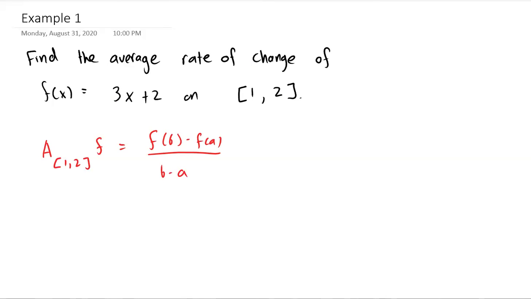Now, in this case, our a is 1. a is always the left endpoint of your interval, and b is 2, the right endpoint. So if I plug this in, this becomes f of 2 minus f of 1 over 2 minus 1. Now, plug in x equals 2 into this function. 2 times 3 is 6, plus 2 is 8. This is 8 minus, now plug in x equals 1. 3 times 1 is 3, plus 2 is 5. And 2 minus 1 is just 1, and this is 3.